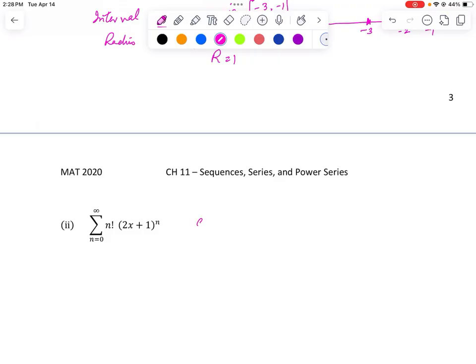a_n is n factorial times (2x plus 1) to the n. So a_(n+1) will be equal to (n plus 1) factorial times (2x plus 1) whole to the n plus 1. So I will apply the ratio test.